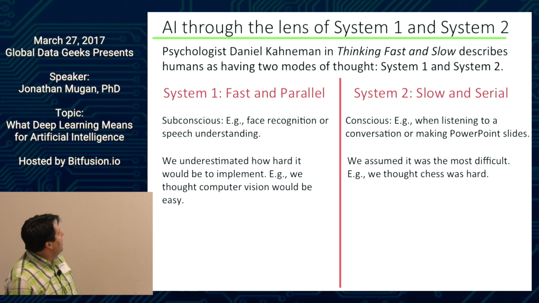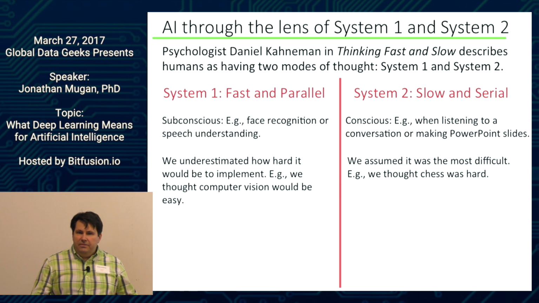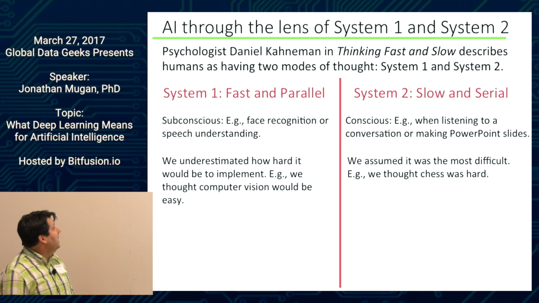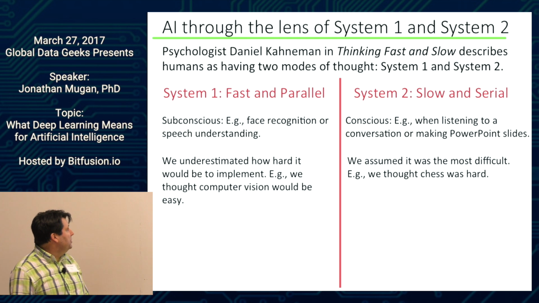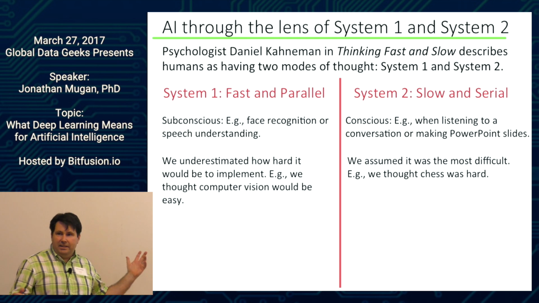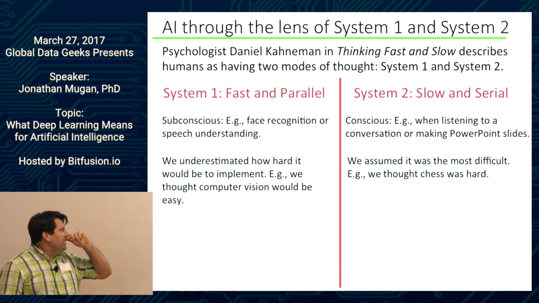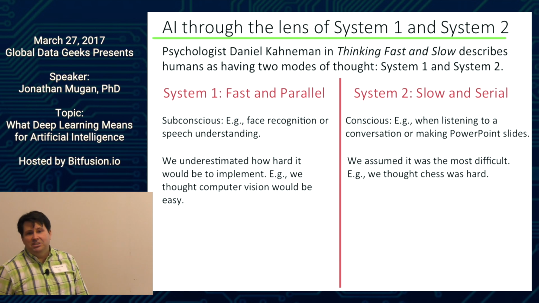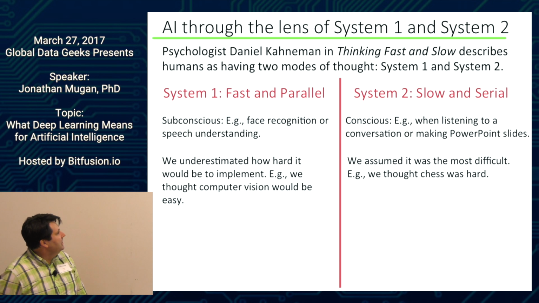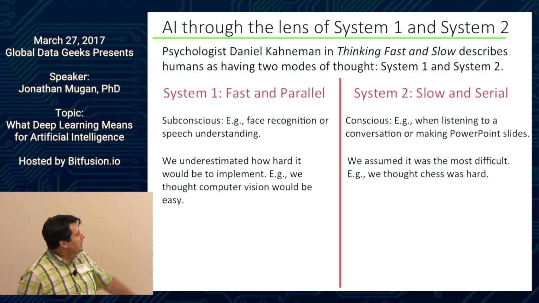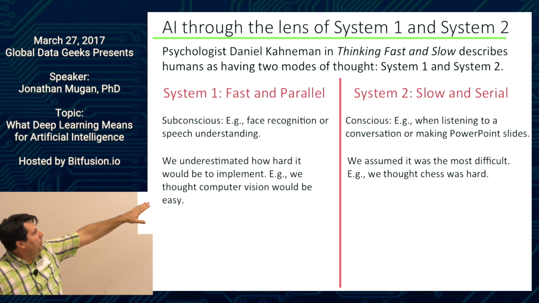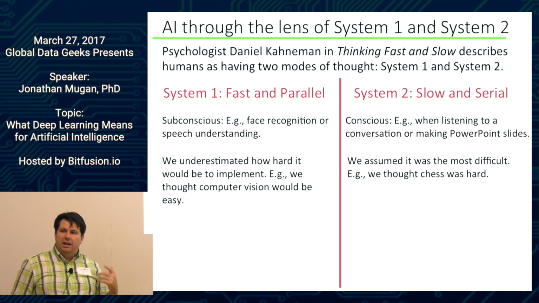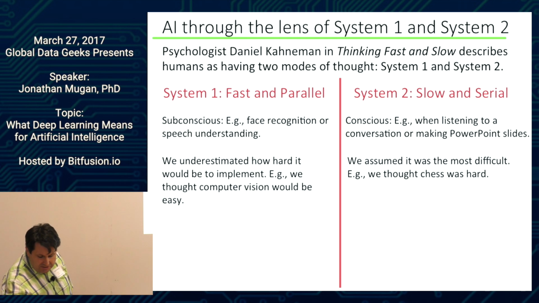And when AI first started, in the 50s and 60s, they underestimated how hard it would be to implement System 1. They thought they could do computer vision easily. In fact, there's an old story about my intellectual grandfather telling a student to implement computer vision in a summer. And that was like 40 years ago. And then they thought what would be hard would be things like playing chess, the System 2 things that are conscious to us, doing calculus. But it turns out they were wrong.